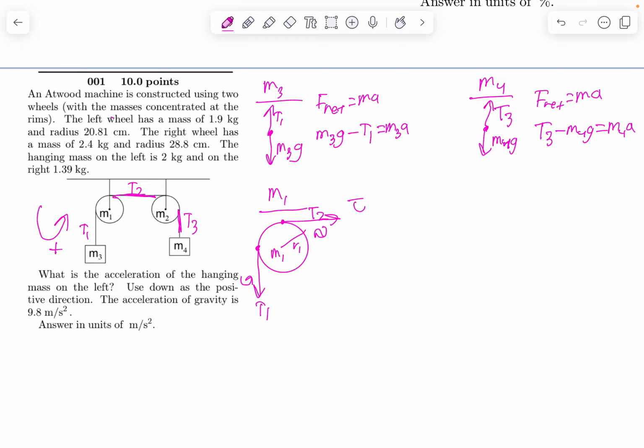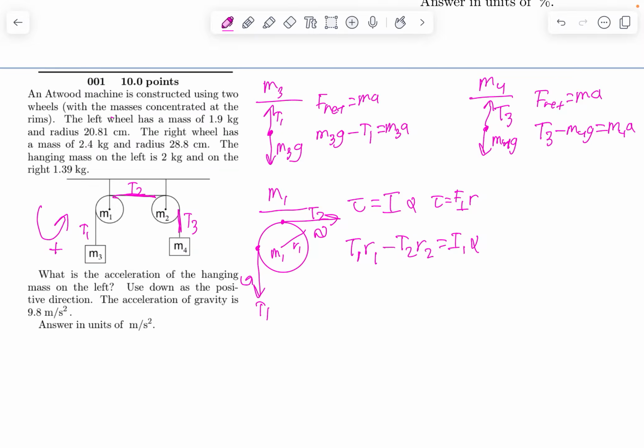So instead of F, we'll use torque. Instead of M, we'll use moment of inertia. Instead of A, we'll use alpha. And torque is the perpendicular force multiplied by the radius, the distance from the turning axis, which is just a radius that we're given. So torque: T1 is positive. T1 is our perpendicular force, and our radius is R1, minus T2 R2, is equal to I alpha.